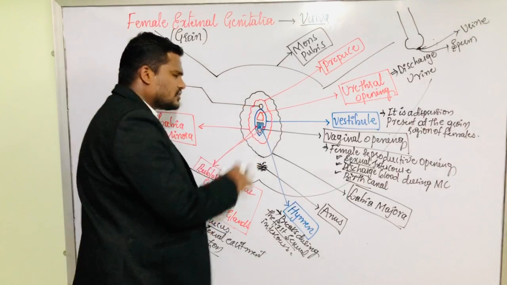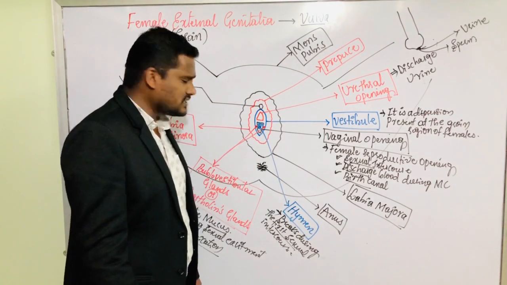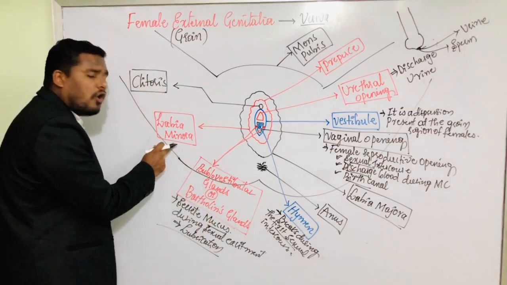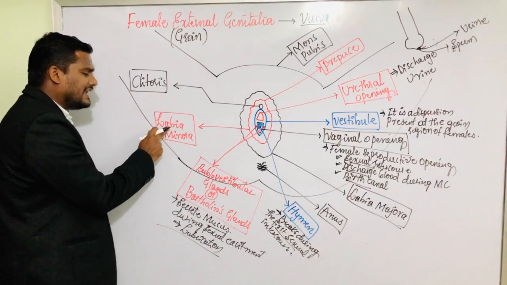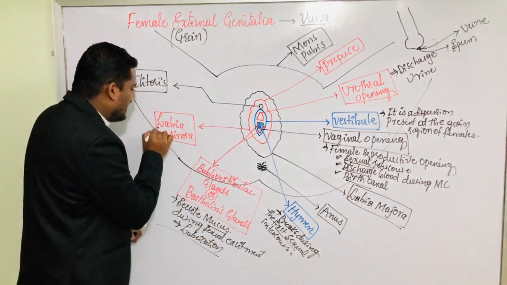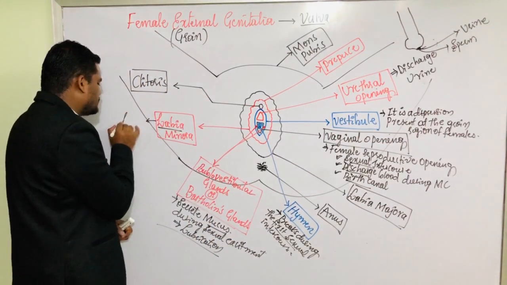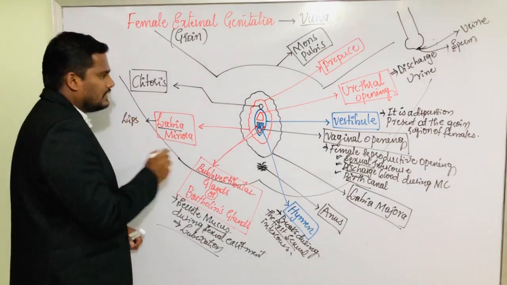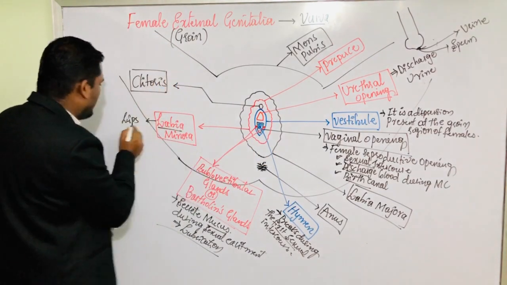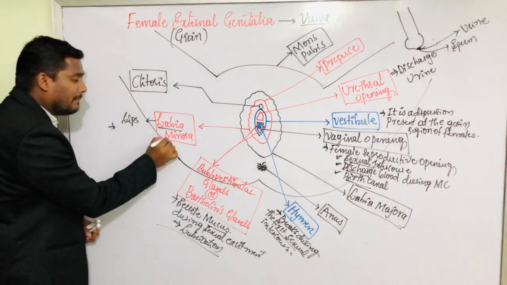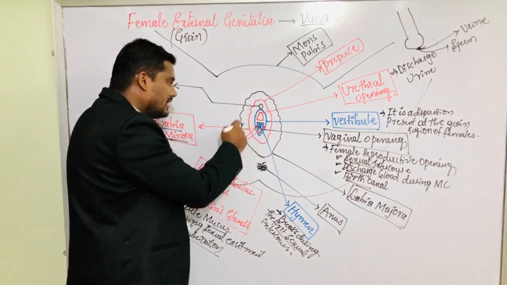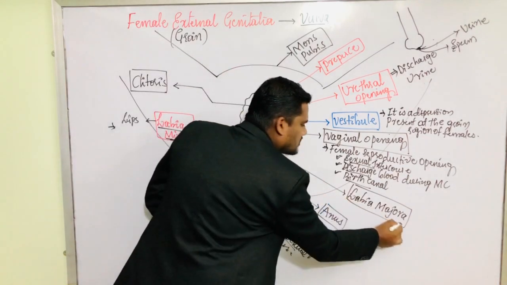Then all these structures are covered with a fold of skin, that is the labia minora. In the Latin language, labia means lips. They are a lip-like covering. They are the labia minora. It is small, that is why it is called minora, whereas the bigger lip-like structure is called majora.